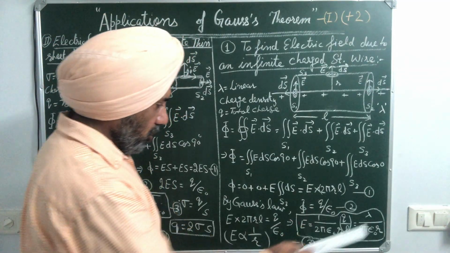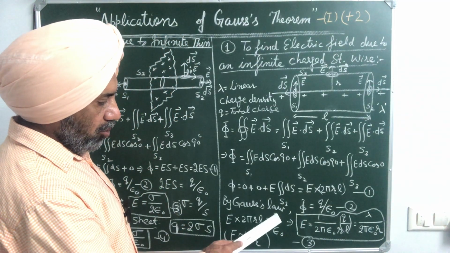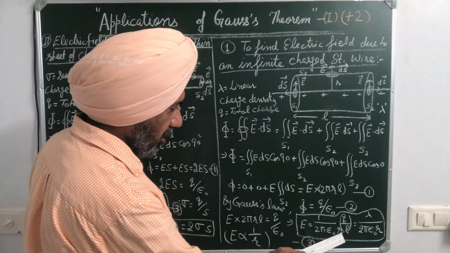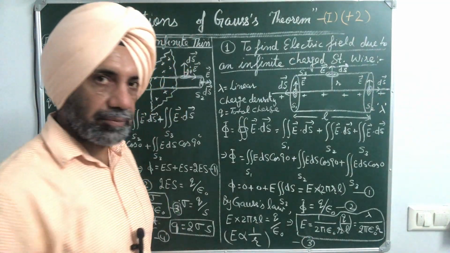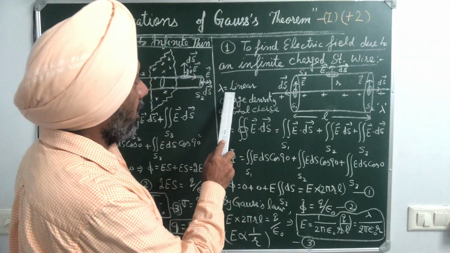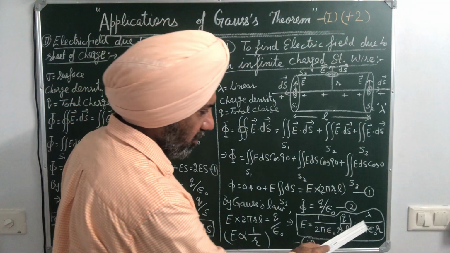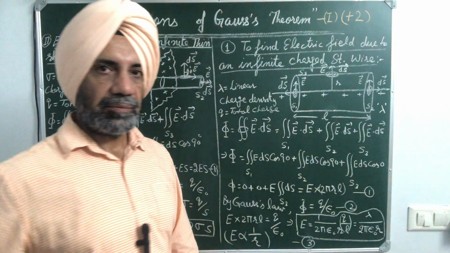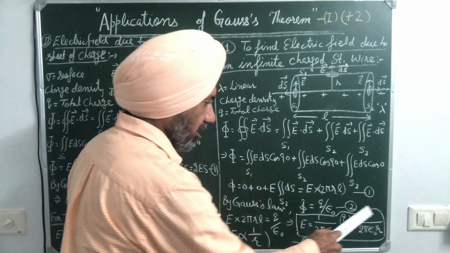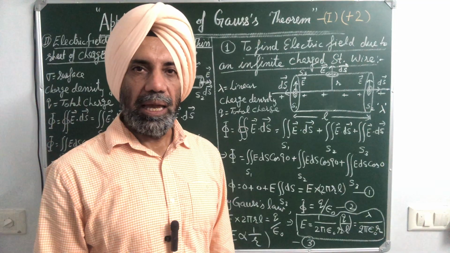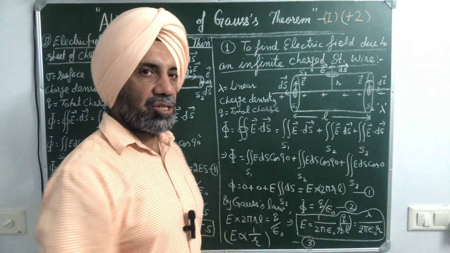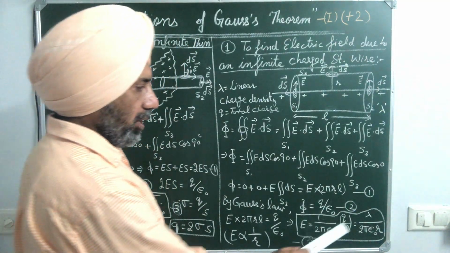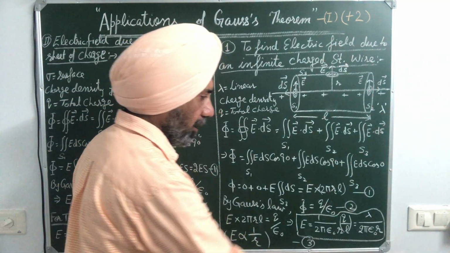Comparing 1 and 2, we get E into 2 pi R L is equal to Q upon epsilon naught, or E is equal to 1 over 2 pi epsilon naught R, Q upon L. What is Q upon L? Lambda, the linear charge density, charge per unit length. So we can write E is equal to lambda upon 2 pi epsilon naught R, which is the required expression for the electric field due to an infinite charged straight wire at a distance r from the wire.